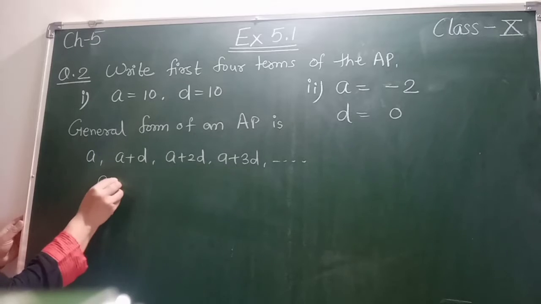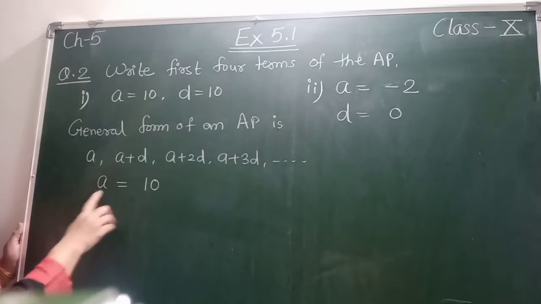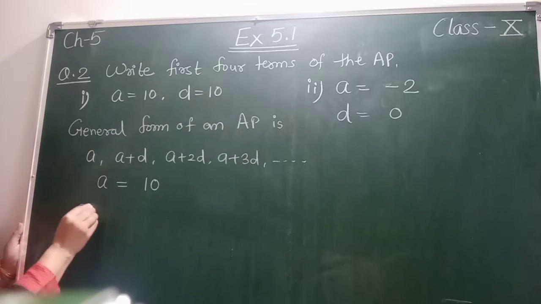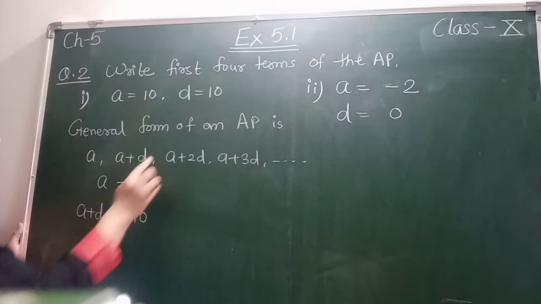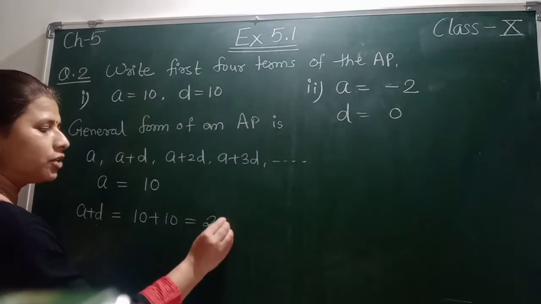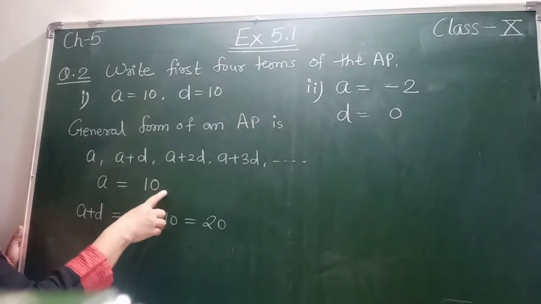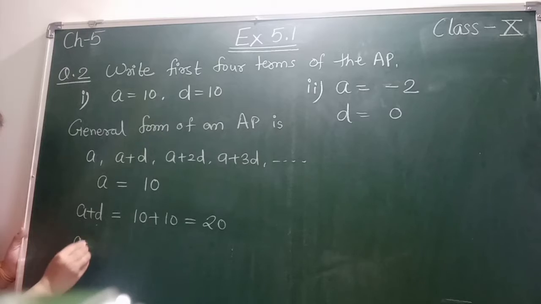So here a is the first term, and the value of a is given as 10. The next term will be a plus d. The value of a is 10 and the value of d is also 10. 10 plus 10, what will we get? 20. First term equals 10, and the second term we get is 20. Now we will find the third term.